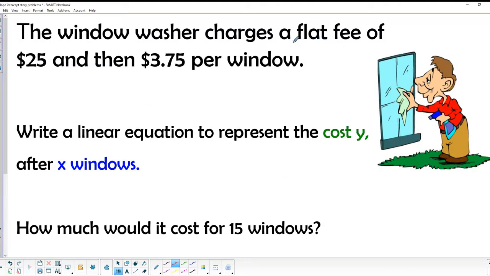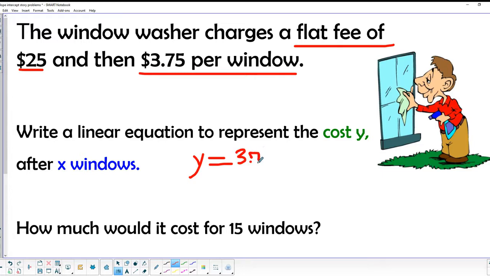The window washer charges a flat fee of $25. So there's a flat fee. And then he also charges a fee of $3.75 per window. So write a linear equation to represent the cost y after he washes x windows. So let's write down y equals, and then the slope would be 3.75. And that's a decimal. That's a little different than what we're used to seeing in our slopes. We're used to seeing a fraction, but this would really be 3.75 over 1 x, and then our initial fee, which would be the y-intercept on our equation, would be plus 25.